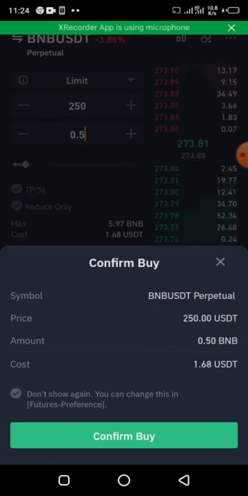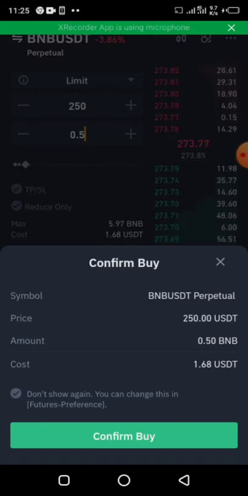I'm buying when the price gets to 250. Presently the price is 273, so I'm using the buy limit now. So I'm buying when it gets to 250, and the amount I'm buying is 0.50 BNB. When it gets to 250, 0.50 BNB is supposed to be 125 USDT. But because of the leverage I'm using, I'm buying 0.50 BNB instead of 125 USDT.